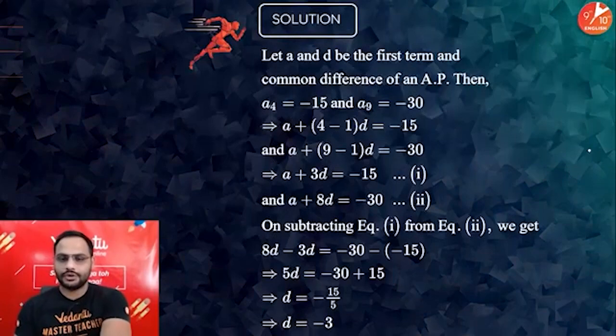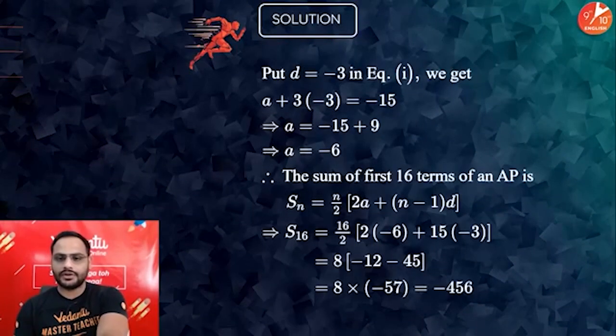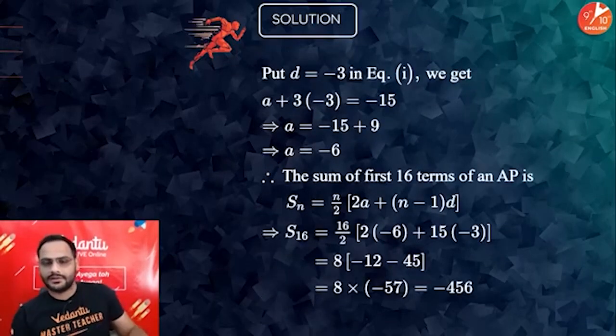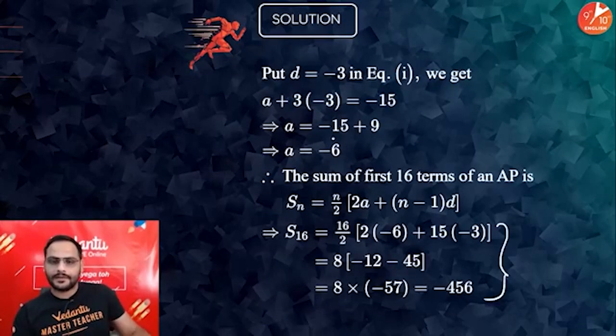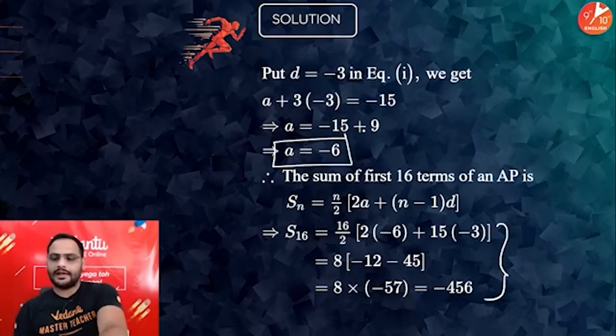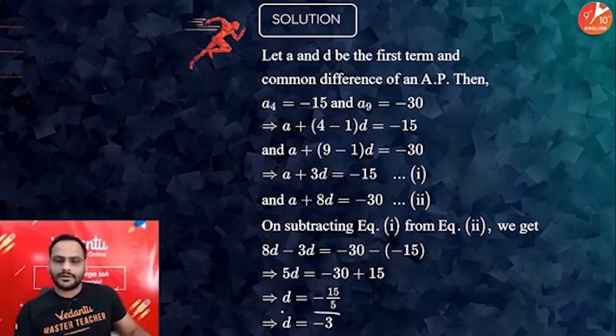Solve it all, you will get your answer. So your answer will be minus 456. ठीक है? Here you can see A is -6 and D is -3.